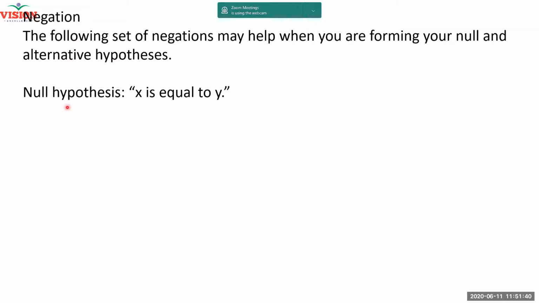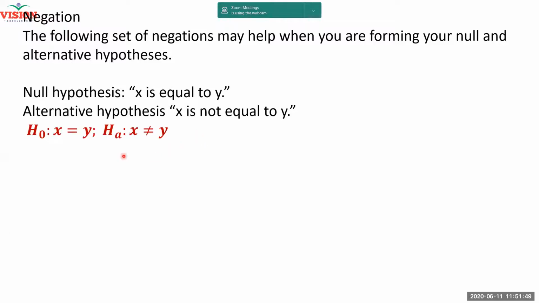Negation. Now, null hypothesis: x is equal to y. How will you make the statement? Alternative hypothesis: x is not equal to y. This will have to be given in mathematical form. X is equal to y is the null hypothesis. X is not equal to y is the alternative hypothesis.